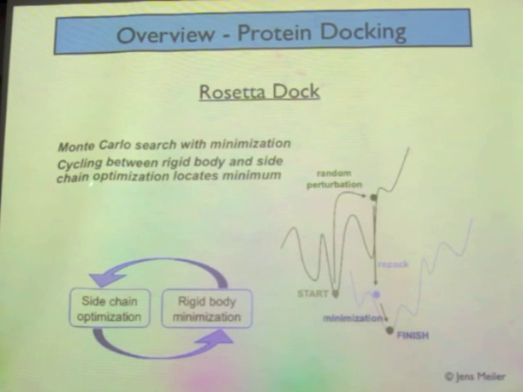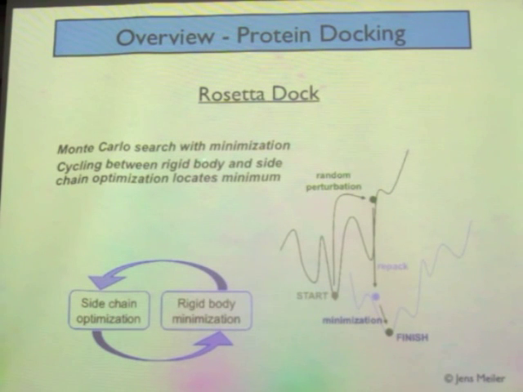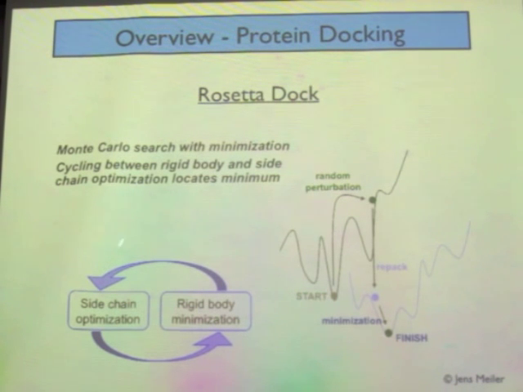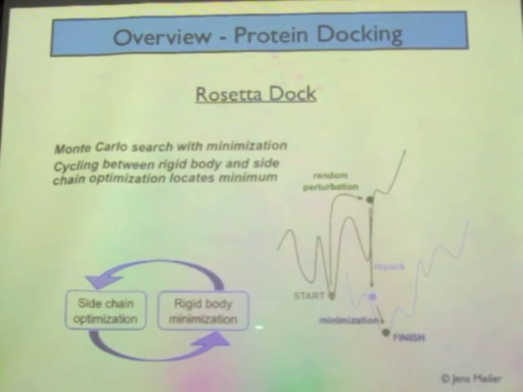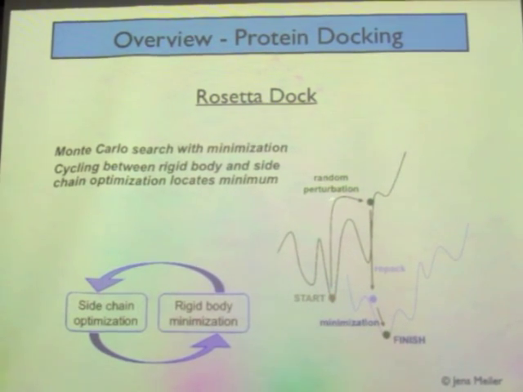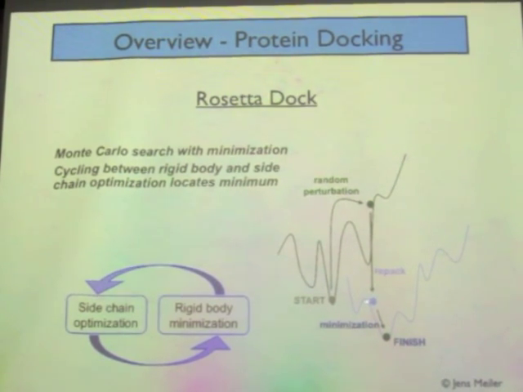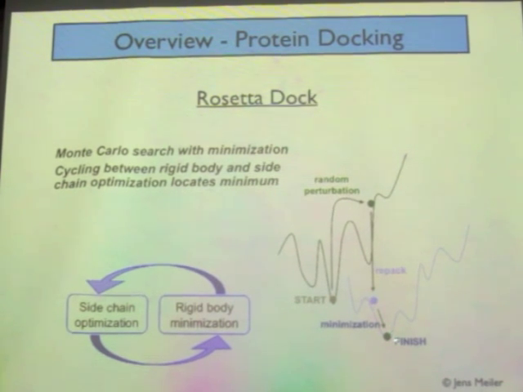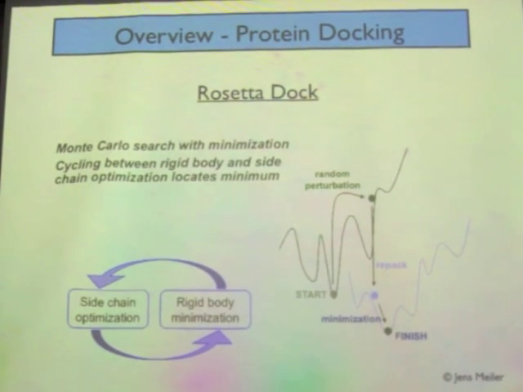So the Rosetta dock is a Monte Carlo with minimization steps, and it cycles between the rigid body translations and then repack and minimize steps. I know these have been gone over, but sidechain optimization is just a search through the Dunbrack libraries, and then the rigid body minimization is just a gradient-based minimization. So you can see here we start, we move our protein somewhere along the space, we do a repack which will lower our energy, and then a gradient-based minimization, and this should be our final structure. It may be a local minimum, it may be a global minimum.